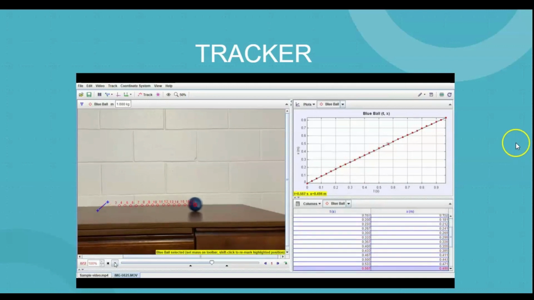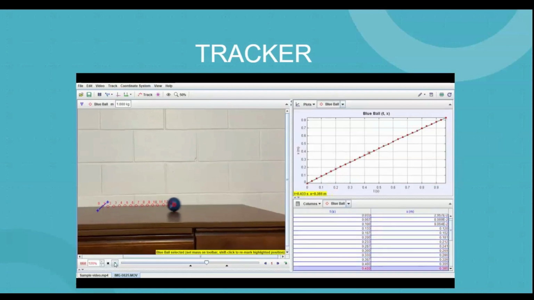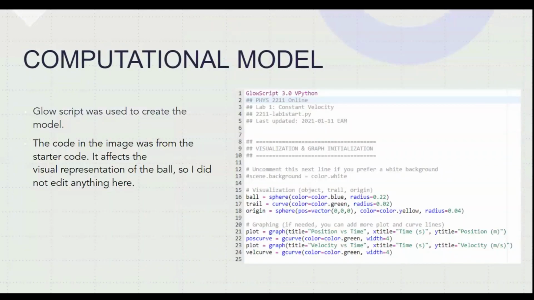The data from the tracker shows that the graph of the position against time is a positive linear graph, as seen here. To code the computational model, I used the GlowScript starter code that was provided. The code in the image affects the visual representation of the ball, so I did not edit anything here.